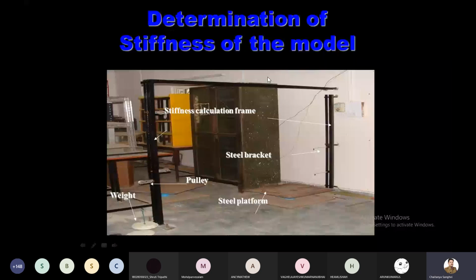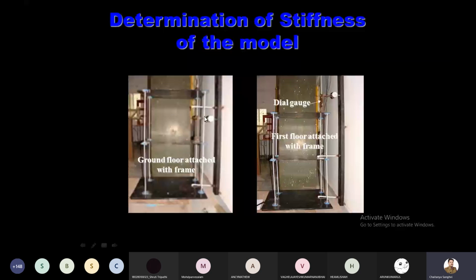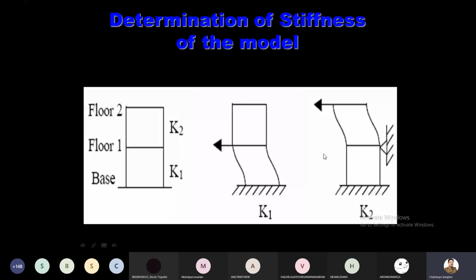This is a frame, and this is a frame where we are testing the model. So suppose this is the model. This is the model where we actually calculate the real stiffness of the model. So how do we perform the test here? We are applying the force on the ground story. It will give the stiffness of the ground story. Then we lock the first story and apply the load on the second story. It will give the stiffness of the second story. This is the real stiffness of your model. You can compare it with the theoretical one, so this will give you the actual picture. So this is the setup.